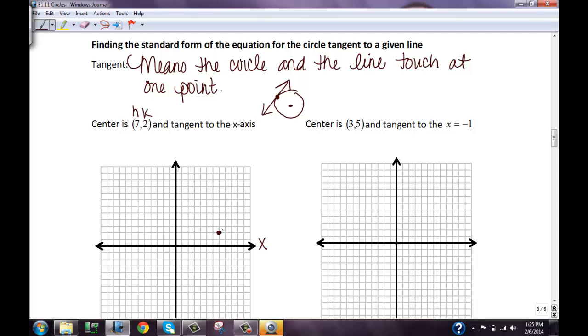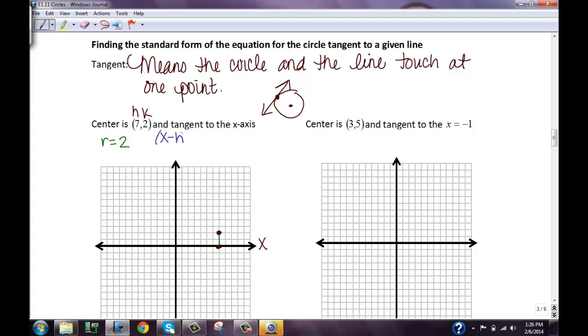So there's the center. If I go the closest route from my center down to the x-axis, that hits right here. So that has to be the point that the line and the circle share. The next thing I need to know is what is my radius? Because in order to write the standard form of the equation, I have to know my center and the radius. So this one's easy enough. If I just draw a line between those 2 points, I can easily see that my radius is 2.